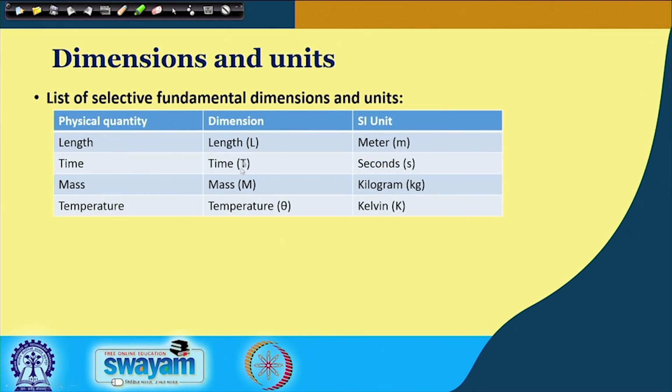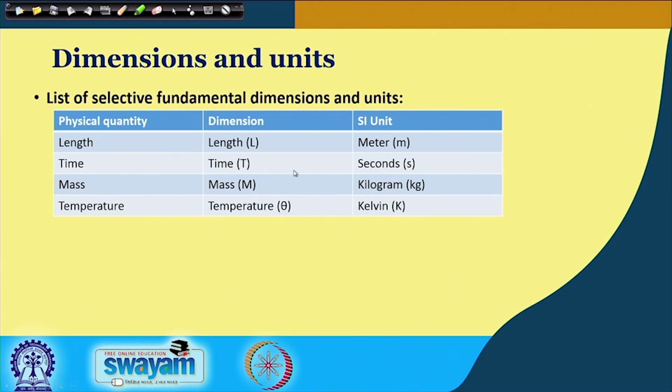So, here I list some fundamental dimensions and units. For length, the physical quantity is length, the dimension is length, and the SI unit is generally meter. Then we have time, the physical quantity, the dimension is time, and the unit is seconds. Then we have mass, the dimension is mass, and the unit is kilograms, and temperature, the dimension is temperature and the unit is Kelvin. Please do not confuse the physical quantity and dimension. When we go to the derived quantities, you will see that the physical quantity and the dimensions will be different.